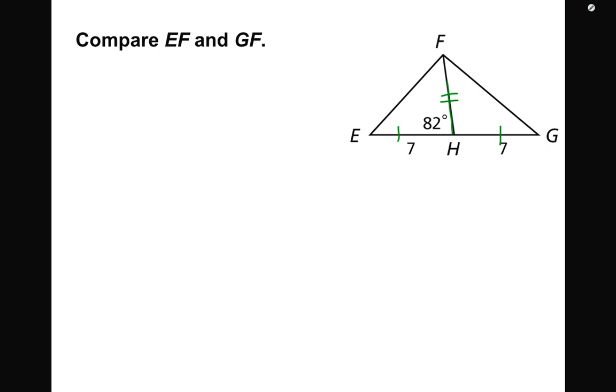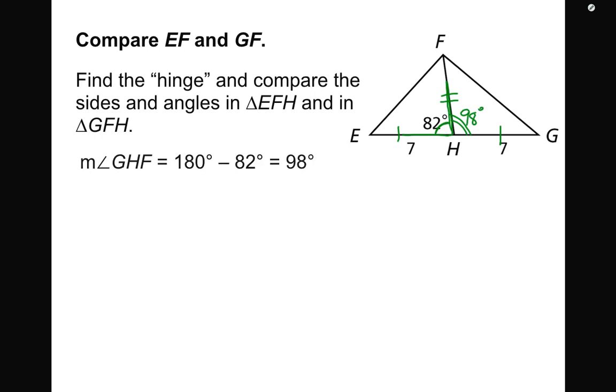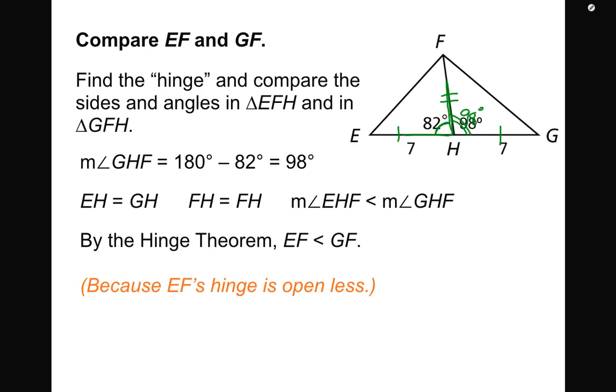So the hinge on the left is open at an 82-degree angle. The same hinge on the right would be open at, what's 180 minus 82? That was 98. So that hinge on the right is open wider. So that's going to tell me FG is longer. So to answer the question, comparing EF and GF, EF is going to be less than GF because the hinge is not open as wide on the left side as it is on the right side.